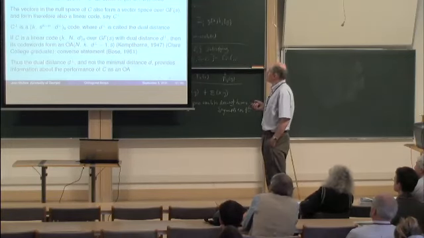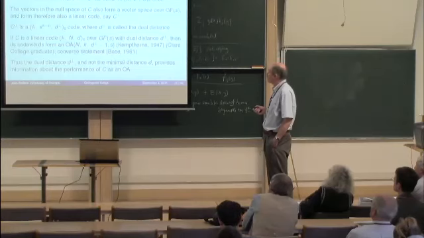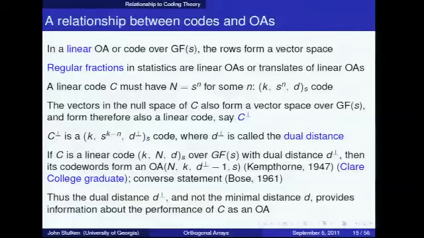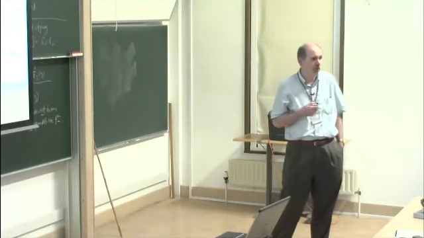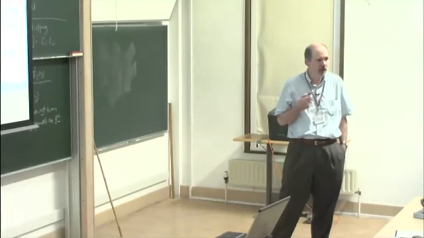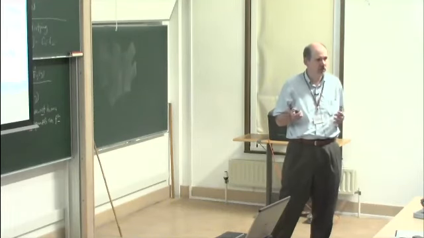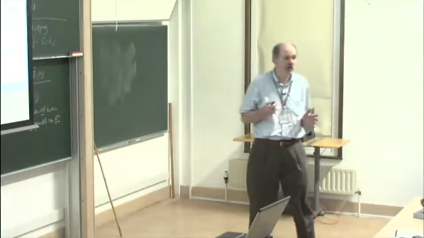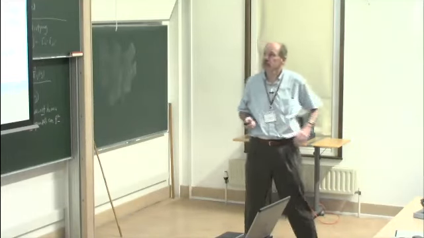So let's first talk about linear orthogonal arrays, or linear codes. We talk about a Galois field, over a Galois field S here. The rows in a linear code or orthogonal array form a vector space. That's the definition of linear. And in statistics, many of you have heard about regular fractions. Well, regular fractions are either linear orthogonal arrays, or they are translates of the linear orthogonal arrays.